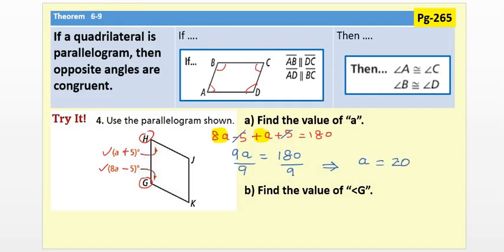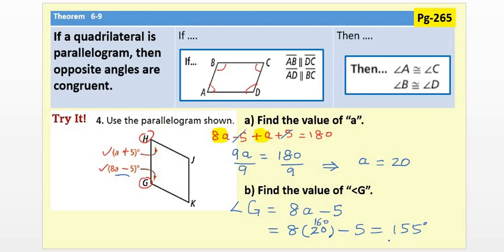If you get the value of a, that is 20, it will help us to find the value of angle G. Now look at this. How much is angle G actually? It's given in the diagram that angle G is actually 8a minus 5. We can substitute the value of a to get the value of angle G. I mean, not angle a, but the variable a. So the value of variable a is 20. Replace it here, and then you can put all these values onto the calculator. So it will give you 155 degrees, right? Because 20 times 8 is actually 160. So minus 5, it will give you 155. Is that clear?